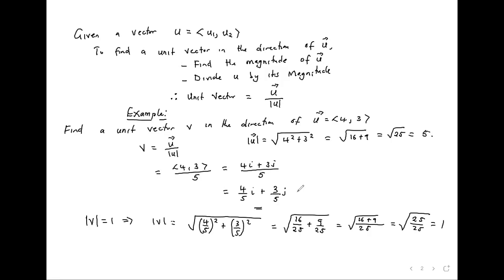This is the unit vector, and we are confirming if it is indeed a unit vector. A unit vector has magnitude 1. We checked, the magnitude came out to be 1. Then we said it is indeed a unit vector. The unit vector will be in the direction of u. So u will be given, and yours is to find the unit vector.